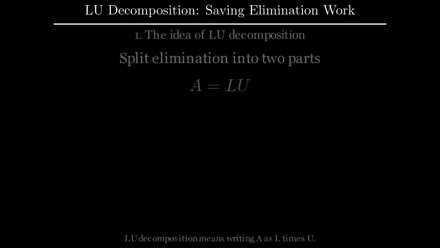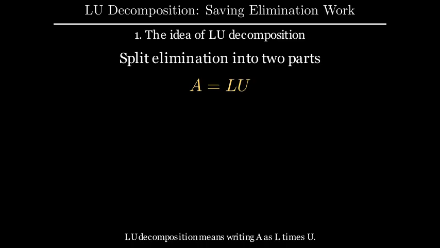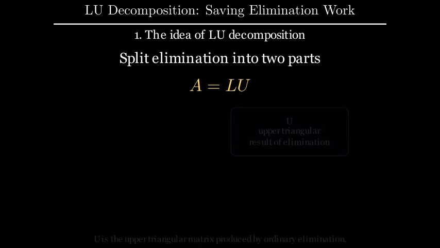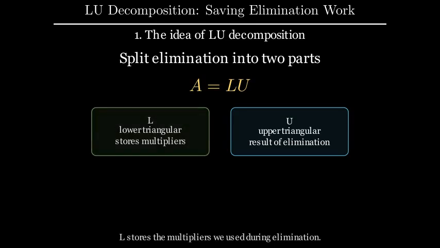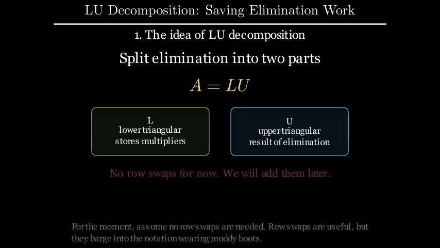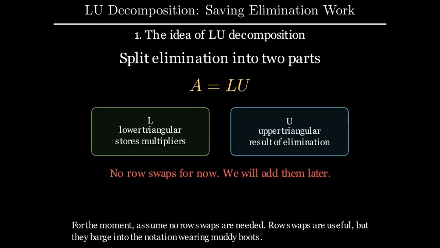LU decomposition means writing A as L times U. U is the upper triangular matrix produced by ordinary elimination. L stores the multipliers we used during elimination. For the moment, assume no row swaps are needed. Row swaps are useful, but they barge into the notation wearing muddy boots.